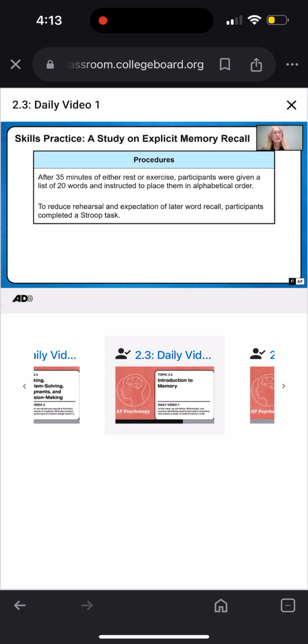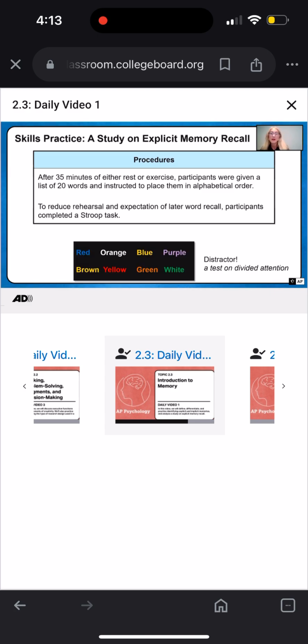As we look at the procedures, after having the students either sit for 35 minutes quietly or exercising, they were given a list of 20 words, and they were instructed to place those words in alphabetical order. The researchers did not want the participants to rehearse the words. They didn't really want them to know that this was a research study on memory and exercise. So they gave them another task to do, called a Stroop task. And it was basically a distractor task.